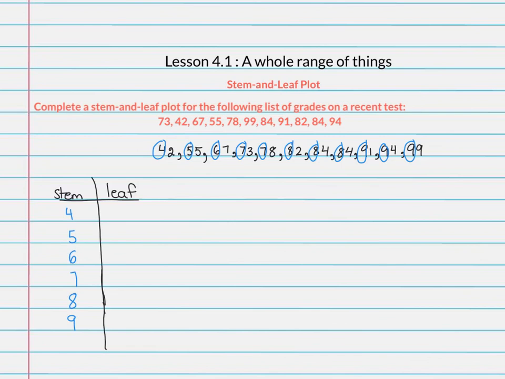After I listed the stems after each other, I move to the leaf. What's the leaf? As we agreed, it's the last digit in each value. I start here by listing them. So 42 has a stem of 4 and a leaf of 2. Do I have any other value that has a stem of 4? No. So I move to the second value. 55 has a stem of 5 and a leaf of 5. Then 67. Stem 6, leaf 7. I have 73. Stem 7 and leaf 3.